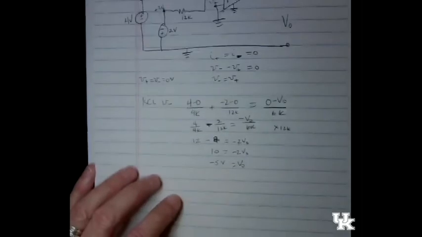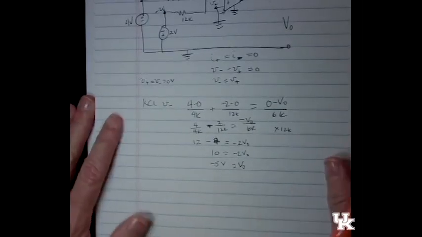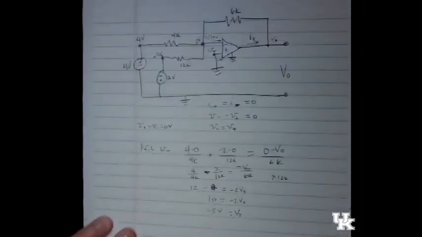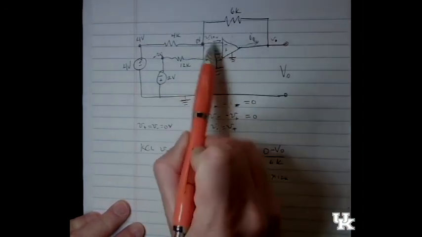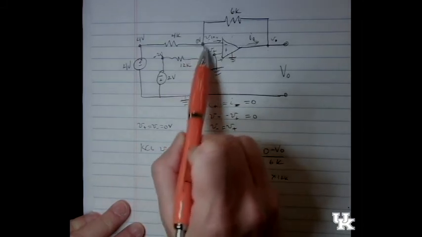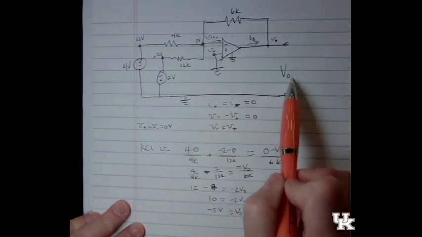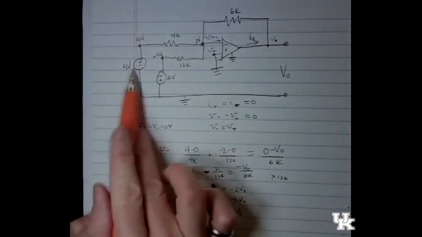Okay. All right, so we have minus 5 volts. That's OK. We don't mind negative voltages. And we would consider this an inverting amplifier because this node that we're analyzing is the inverting node. So we would expect to get an opposite sign out here compared to the input.